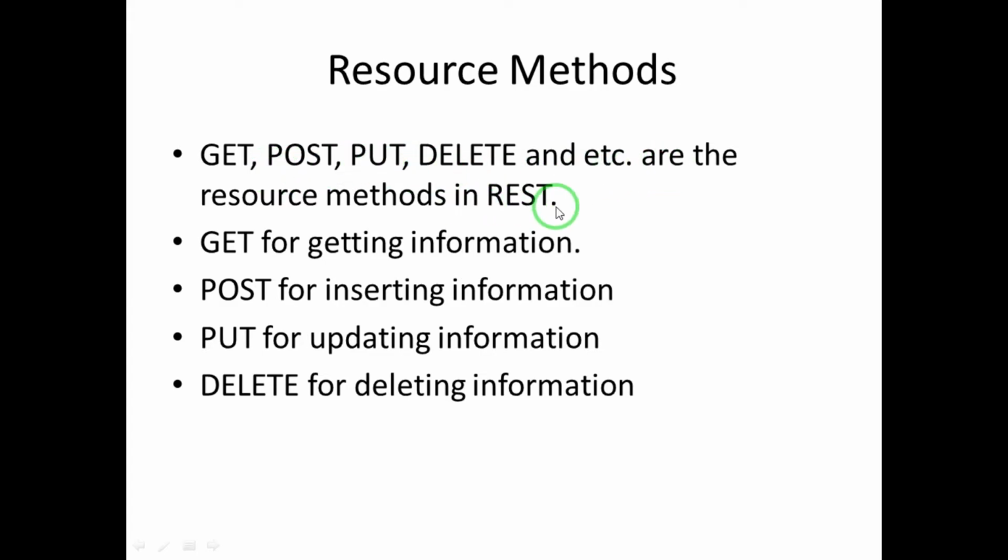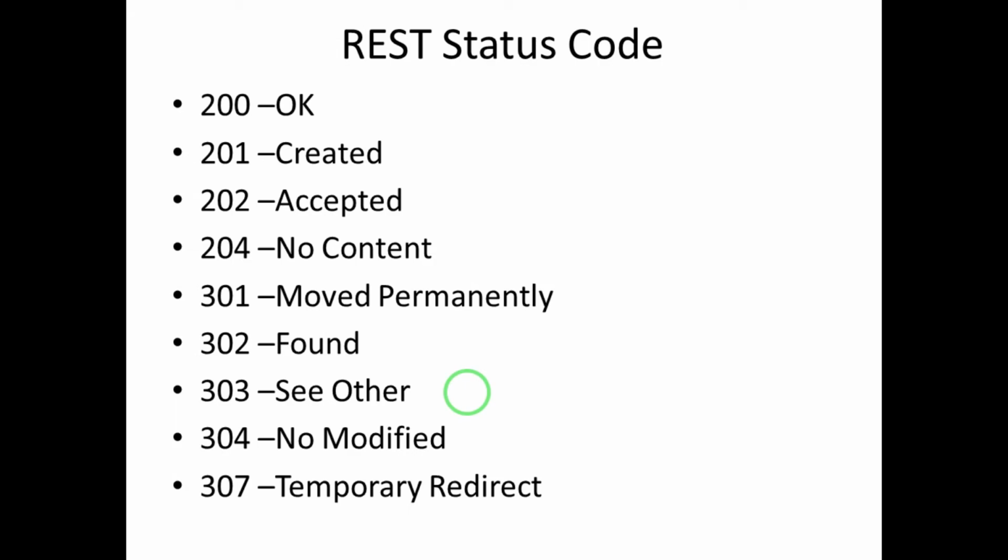These are the resource methods in REST. For example, for getting information from the server, we use the GET method. For inserting new information on the server, we use the POST method. For updating previous information on the server, we use the PUT method. And for deleting existing information at the server, we use the DELETE method. There are certain more methods also available, like COPY, HEAD, and PATCH. So many methods are available. These are the general ones that we are going to use.